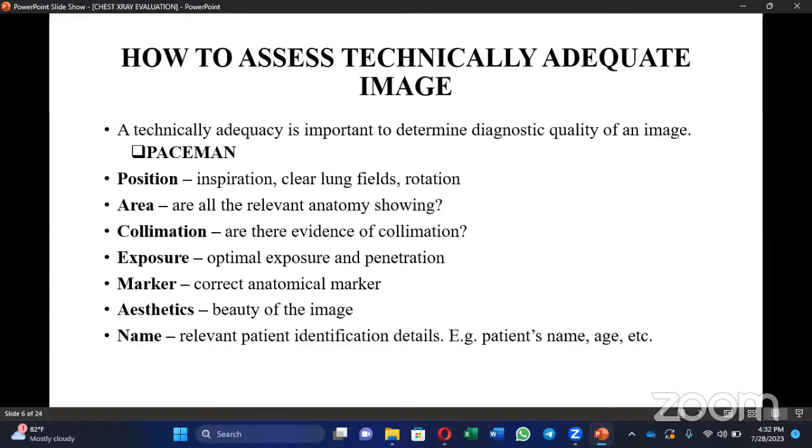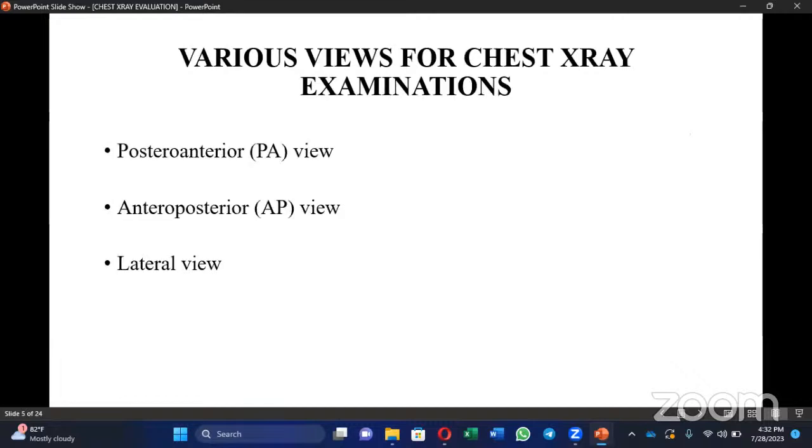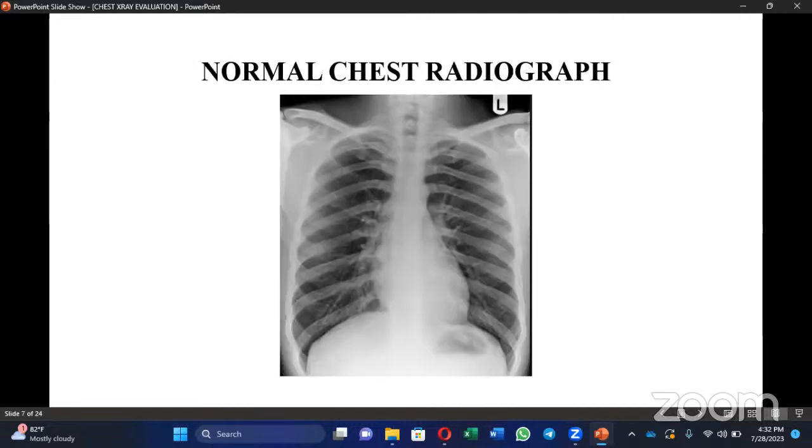Then we look at the markers. It is very important to locate anatomical markers because they will guide you to know whether you are assessing the right part of the image or not. When I say the right, I'm not talking about left and right, but the correct part of the image. An example of an anatomical marker is this one. This L means left. If it was supposed to be right, it should be R.